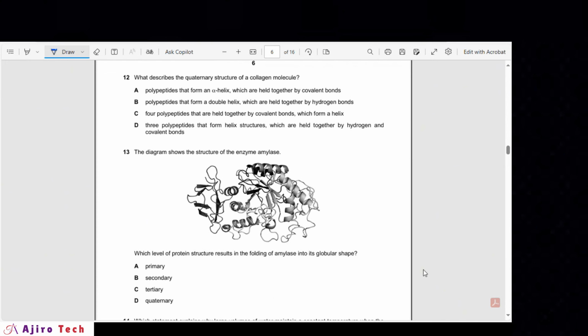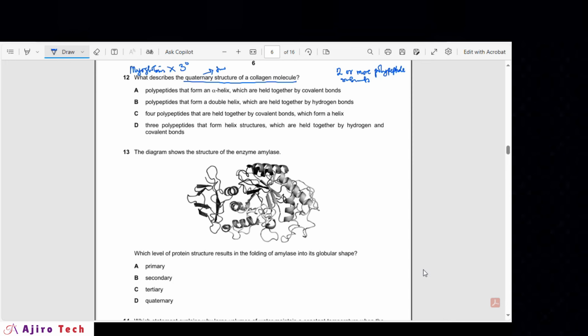What describes the quaternary structure of collagen? Of course, quaternary structure involves the interaction between 2 or more polypeptides. So a protein that has 2 or more polypeptide subunits would have quaternary structure. But a protein that has only 1 polypeptide, like myoglobin, would not have a quaternary structure. The highest structure will be a tertiary structure.